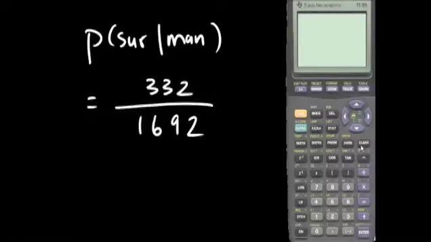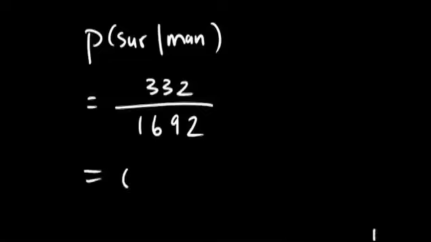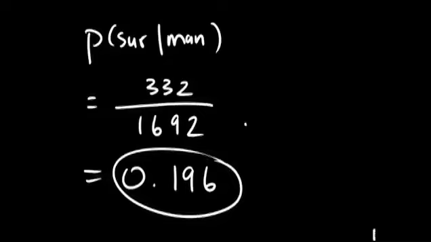So numerically, determining this conditional probability value, we find that approximating this number to the nearest thousandths, the digit 6 is in the thousandths position. The digit to the right is a 2. So the answer is 0.196. This means approximately 20% of the men survived.